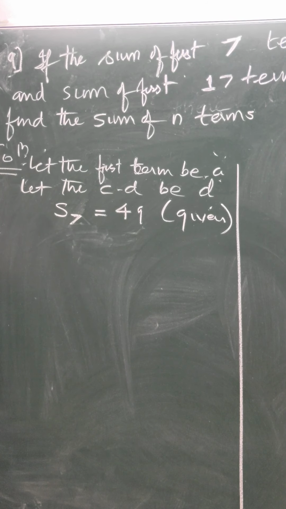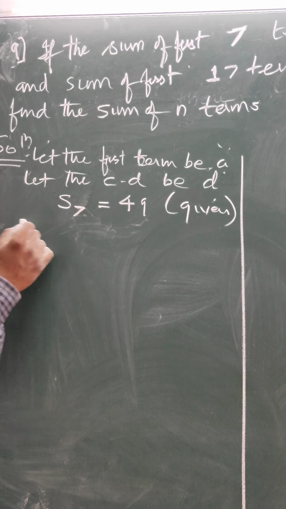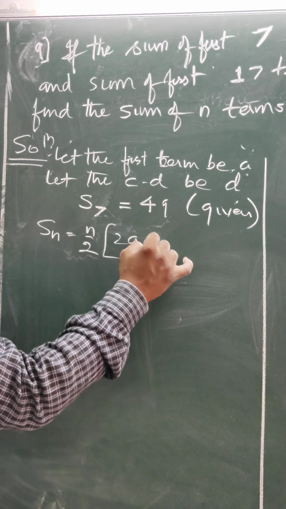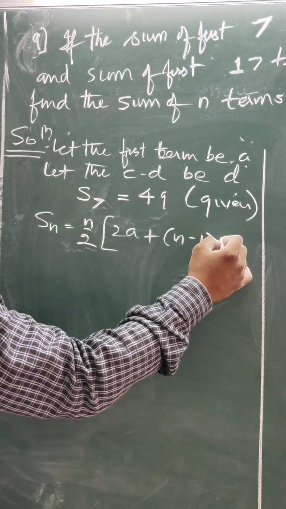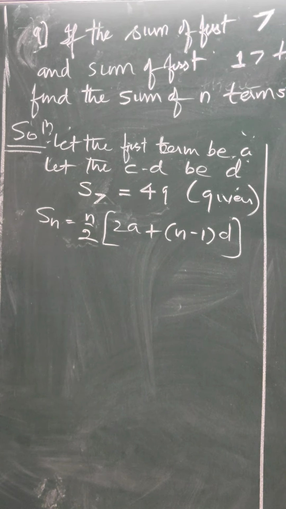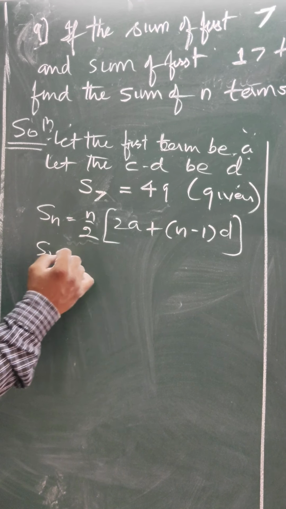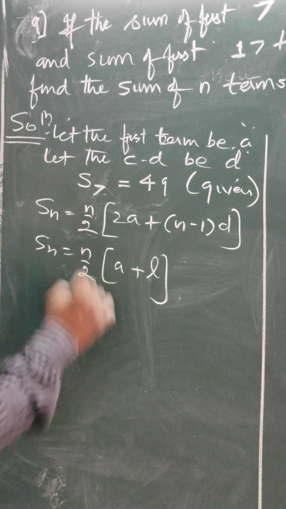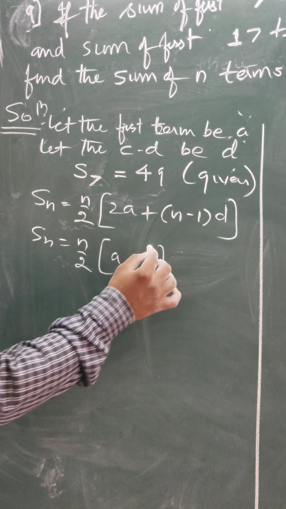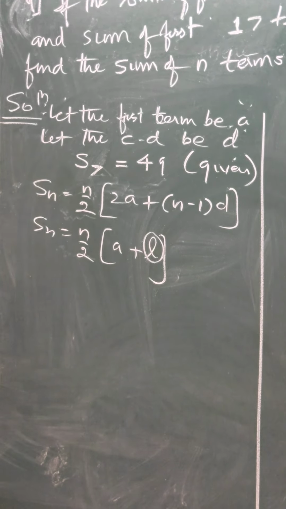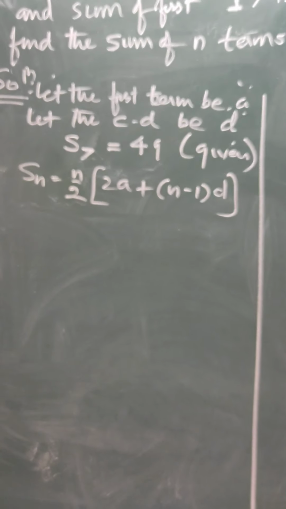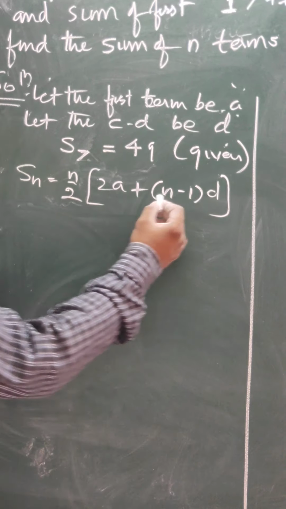Now since the sum of 7 terms is given, I am definitely going to use the formula Sn is equal to n by 2 into 2a plus n minus 1 into d. One more formula is there, Sn is equal to n by 2 into a plus l, but this is not applicable here because we don't know the value of l, and therefore we can use the formula Sn is equal to n by 2 into 2a plus n minus 1 into d.